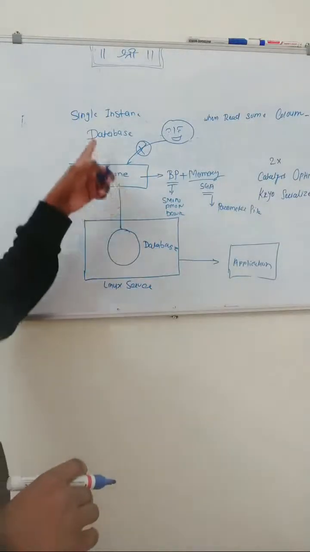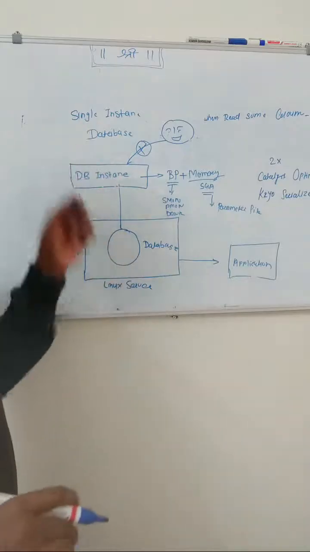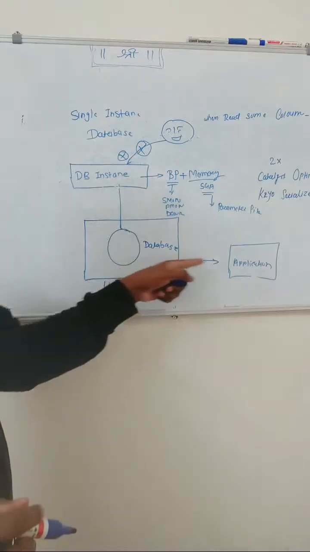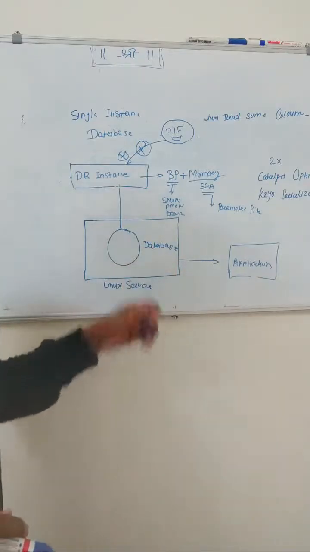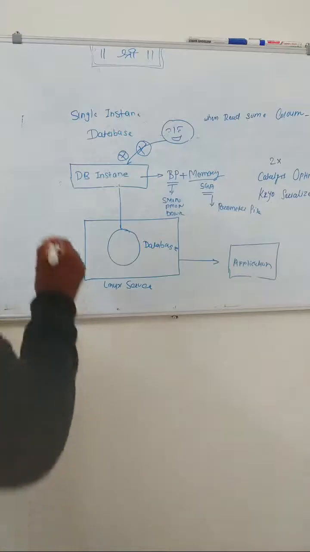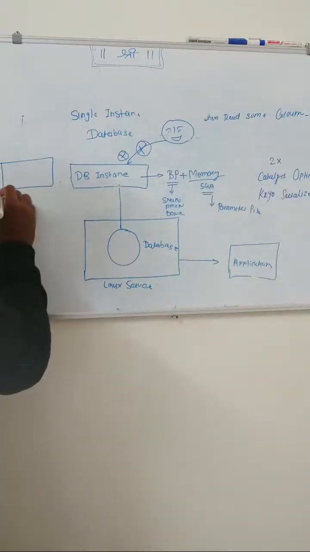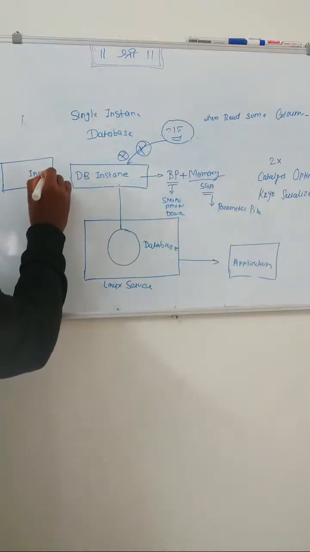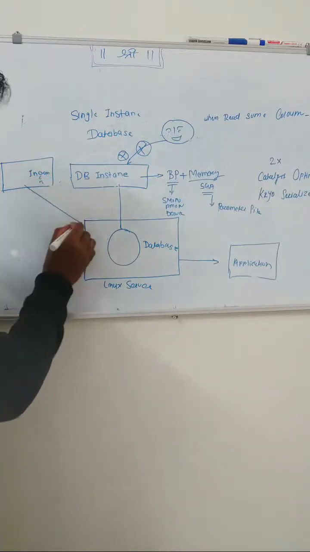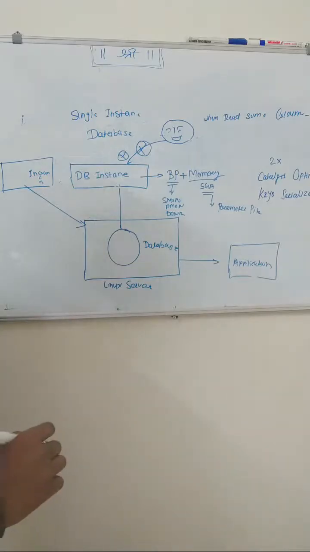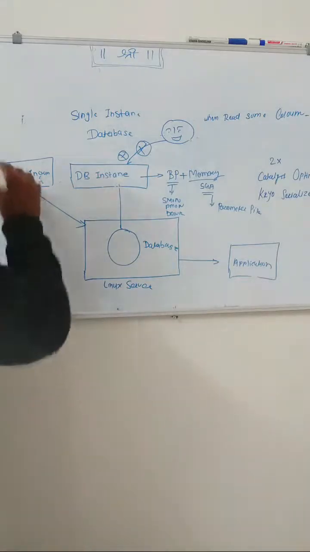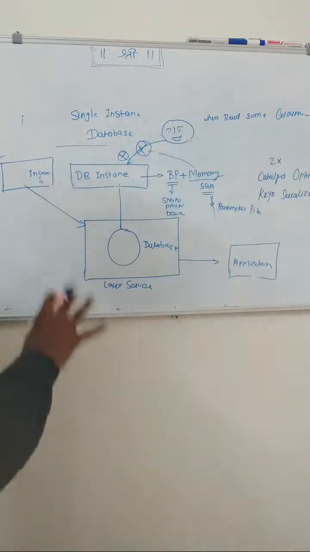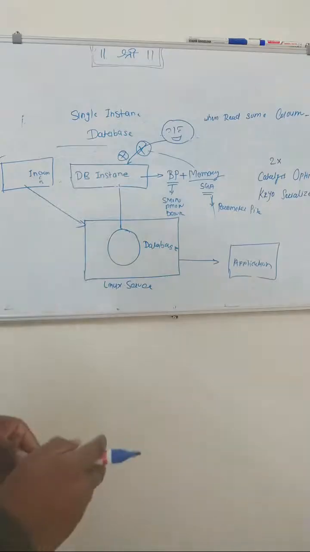So what is the main problem with the single instance database? If the instance goes down, your database and application will not be working. But what will happen if I have multiple instances? Let's say I have another instance here, instance 2, and this instance is also connected with the database. Then this is called a RAC setup, where you have multiple nodes, but all the nodes are treated as a single node only.